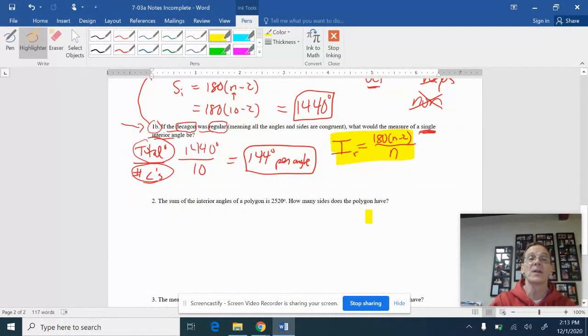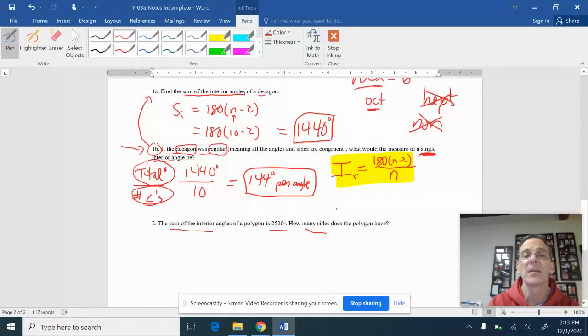Number 2, let's move on. The sum of the interior angles of a polygon is 2,520 degrees. I'm giving you the sum of the interior angles this time. Okay. This question is basically going backwards. I'm asking you how many sides. In this first question, I gave you the number of sides, 10. I asked for the sum of the interior angles.